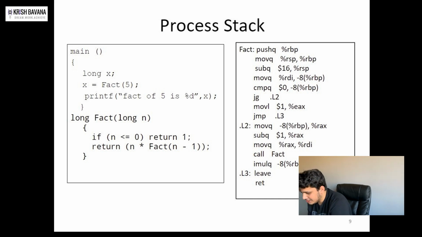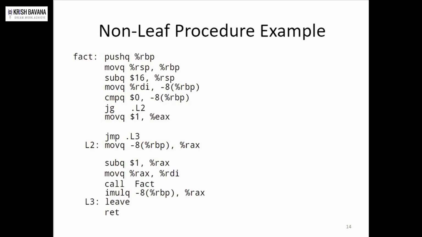And for the fact function, its return type is long, and we're taking in a long n. Then we are saying if n is less than or equal to 0, we're returning 1, or else we'll be returning n times fact of n minus 1. So you can see it's a recursive function. Here is the assembly program. So here we have pushq RBP, movq, and basically everything that we've talked about before.